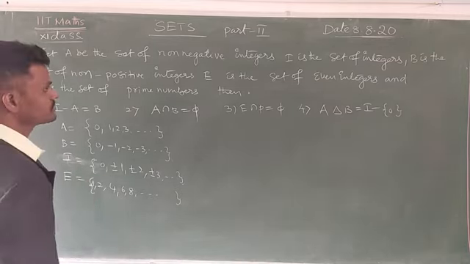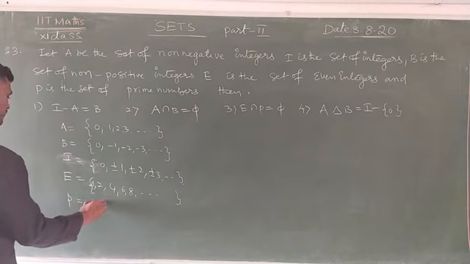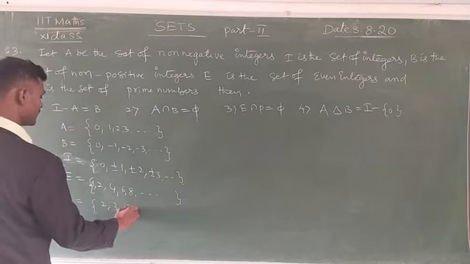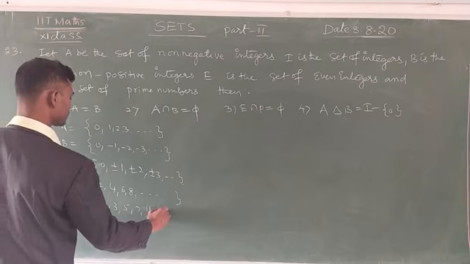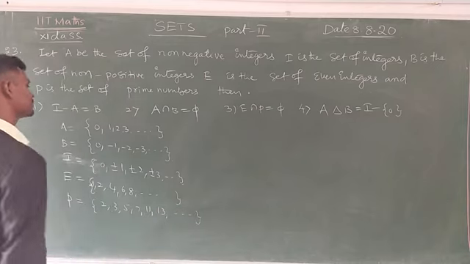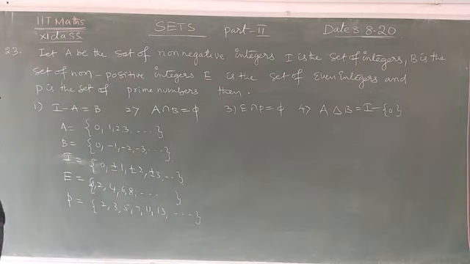Now, P is the set of prime numbers. Prime numbers means 2, 3, 5, 7, 11, 13, 17, 19, 23, 29, okay, etc.